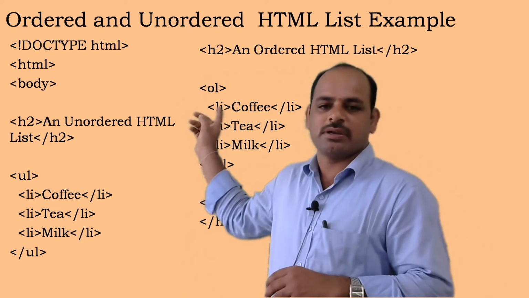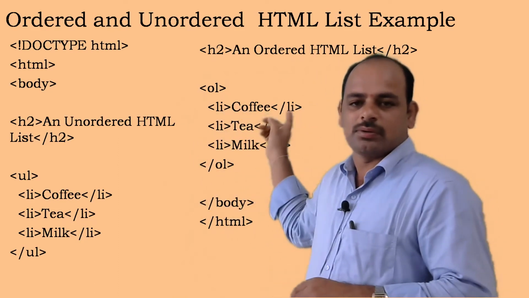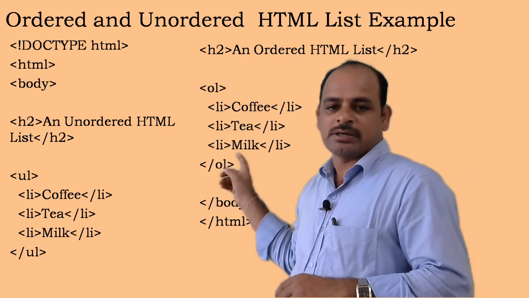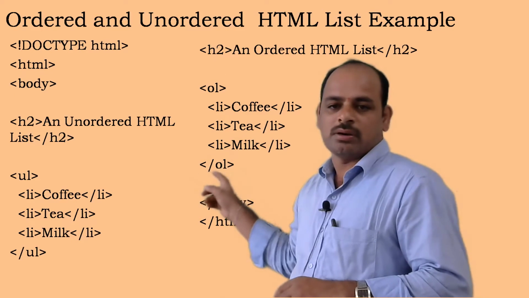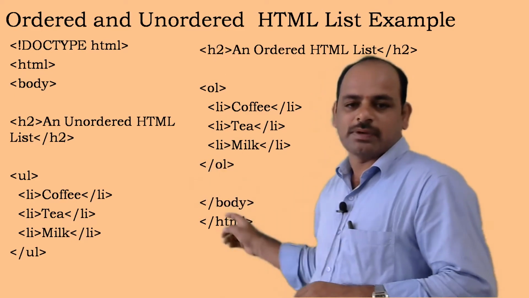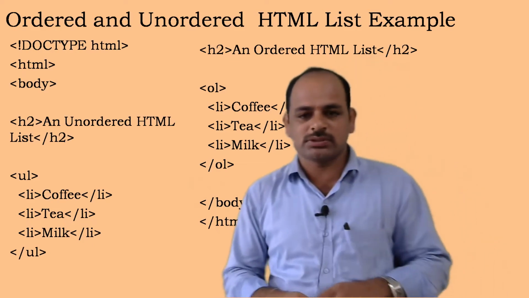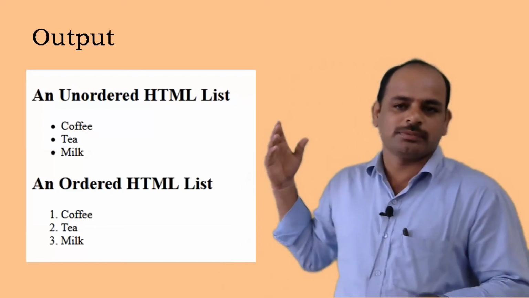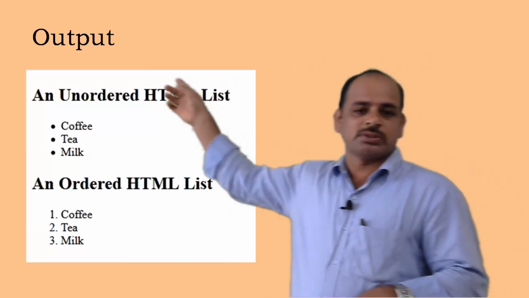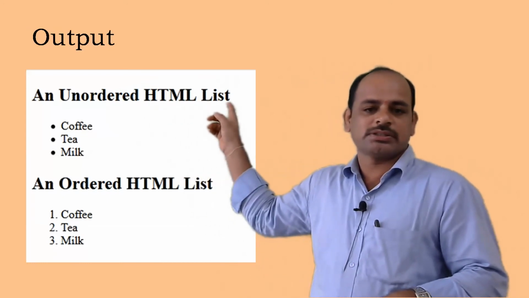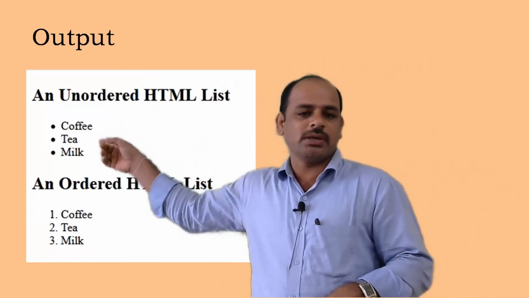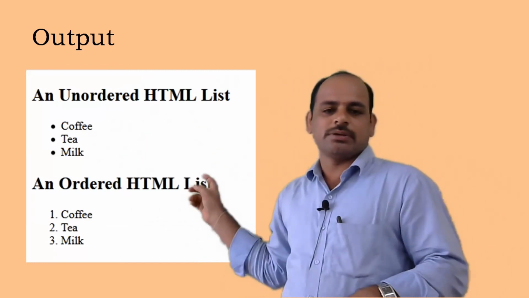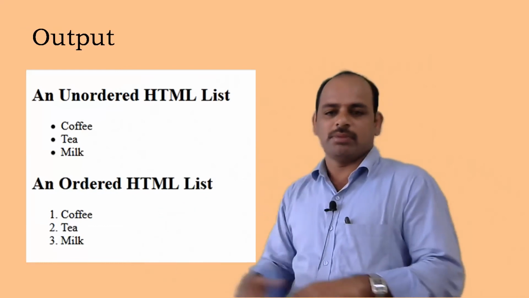I'm using li for coffee, and closing the li. This is one of the items in the list. Tea is another item, milk is another item. Finally, we close the OL, ordered list tag, then close the body tag, and finally the HTML tag, right? You can now see the output of this code. With H2 we see an unordered HTML list, and the list items are coffee, tea, milk. Similarly, we have the ordered HTML list, again coffee, tea, milk.